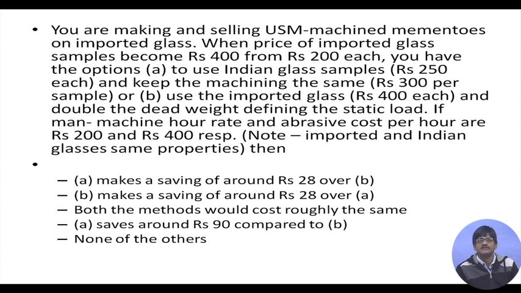You are making and selling USM machined mementos on imported glass when the price of imported glass samples becomes rupees 400 from rupees 200. You have the option to use Indian glass samples which are rupees 250. So, you will be saving 150 rupees on the material side if you use Indian glass and keep the machining the same. That means you keep the machining the same and you use Indian glass, and the machining rate is rupees 300 per sample. Okay.